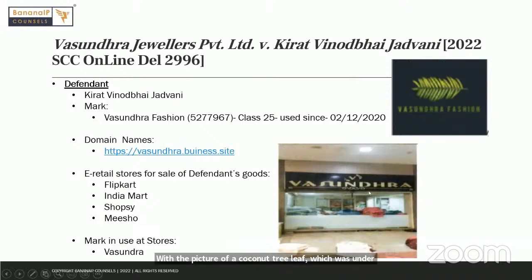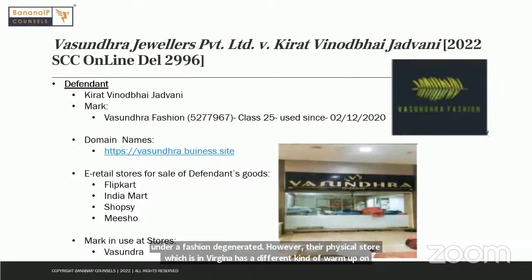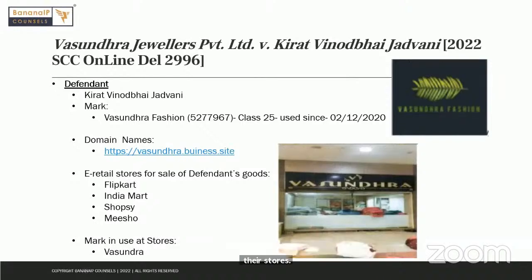However, their physical store, which is in Gujarat, has a different kind of mark on their stores. They also have business that they conduct through different e-retail stores like Flipkart, not under Vasundhara Fashion, as they have registered for it.